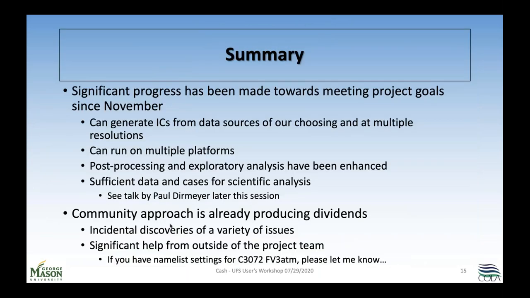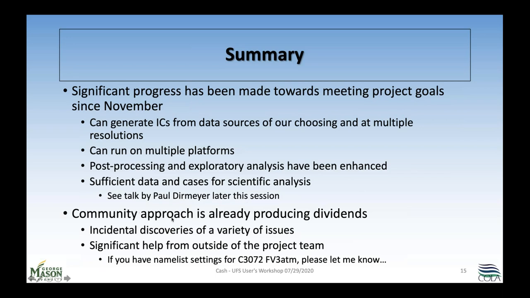So in summary, we made quite a bit of progress in meeting some pretty ambitious project goals since November. We can generate initial conditions from data sources of our choosing at multiple resolutions, on multiple platforms. We've enhanced our post-processing and exploratory analysis. And we now have sufficient data and cases to do some interesting scientific analysis. It wasn't just a one-off test run. We've got cases spanning the annual cycle a little bit, spanning interannual variability. And Paul is going to talk more about this just a little bit later in the session.